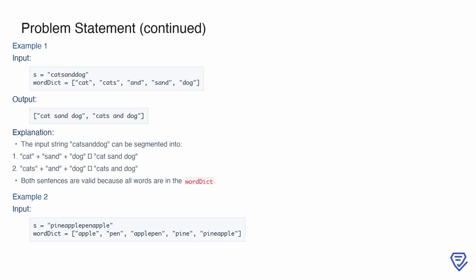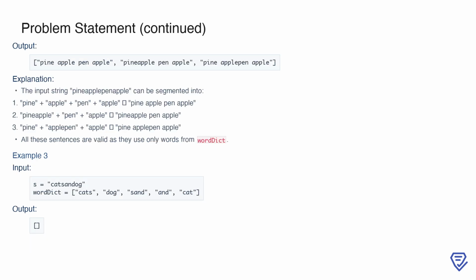Here, the input string is S equals "catsanddog" and the dictionary of words is wordDict equals cat, cats, and, sand, dog. The output is a list with two sentences: "cats and dog" and "cat sand dog". For the first sentence, "cat sand dog", the string is segmented into the words cat, sand, and dog, each of which is present in the dictionary. Similarly, for the second sentence, "cats and dog", the string is segmented into cats, and, and dog, all of which are also in the dictionary. Both sentences are valid because every word used is part of wordDict, and the order of the words follows the order of characters in S.